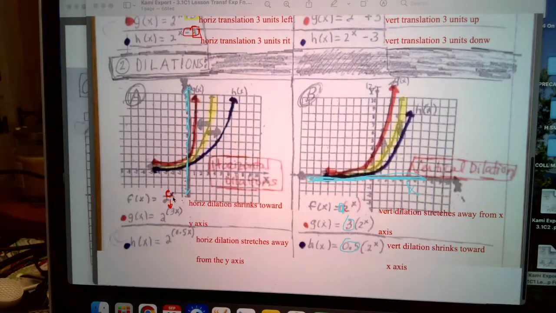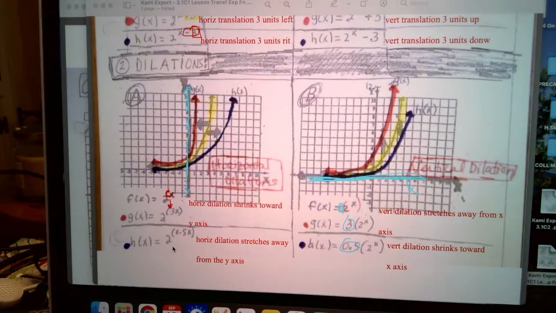Type in 2 to the x as your y1 on your graphing calculator. It will give you a picture, a graph. y2 is 2 to the 3x. That's in red. When you graph it, you see it's moving in. This is a dilation horizontally. Dilations shrink and stretch. Horizontal is describing the movement. So it's moving in, it shrinks. So we will describe this as a horizontal dilation, shrinks towards the y-axis.